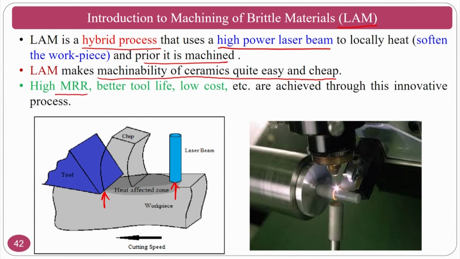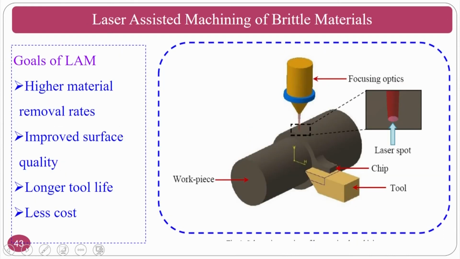Because of the laser softening, MRR will be higher, with better tool life, low cost, and all these things one can achieve. You can see here in figure 1 and figure 2, the machining operation is taking place from this direction, the laser is falling from this direction, and laser assisted machining is taking place. Okay. The schematic view, if you see here, the laser is falling here. This is our own picture we have drawn especially for you.